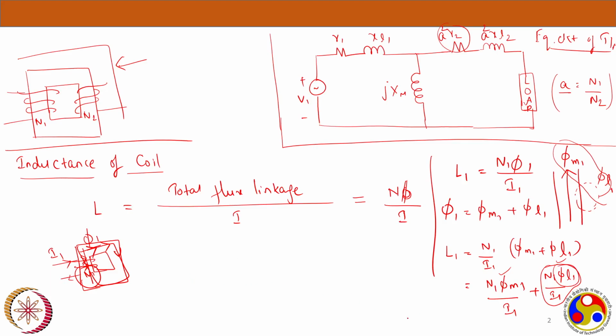Now, if I write the entire equation here, L1 is equal to N1 phi m1 divided by I1 plus the term for the leakage inductance. I am naming it LL1.